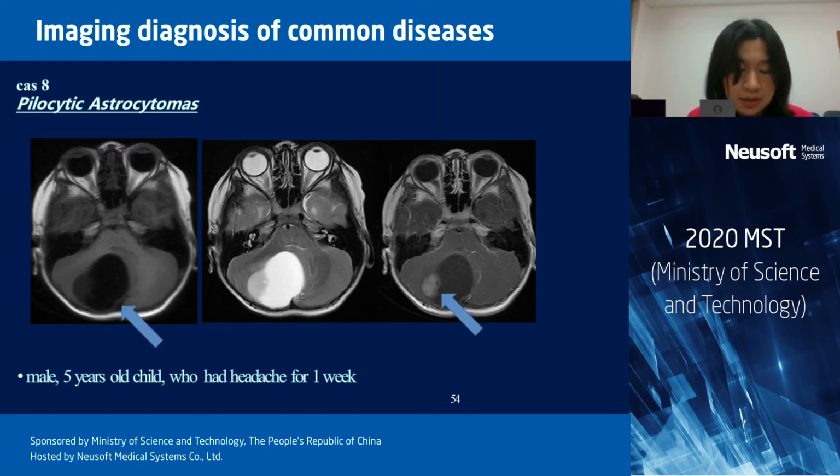Case 8. Pilocytic astrocytoma. This tumor occurs in pediatric patients. The location is cerebellum, showing hypointensity on T1 weighted imaging and hyperintensity on T2 weighted imaging. The mass has less surrounding edema and an enhancing mural nodule. So the most common pediatric brain tumor with these MRI findings is pilocytic astrocytoma.